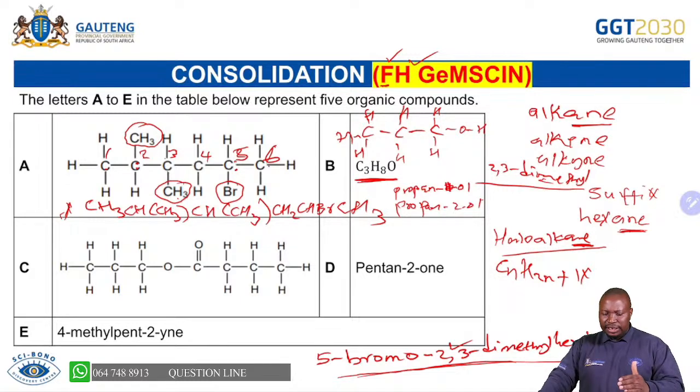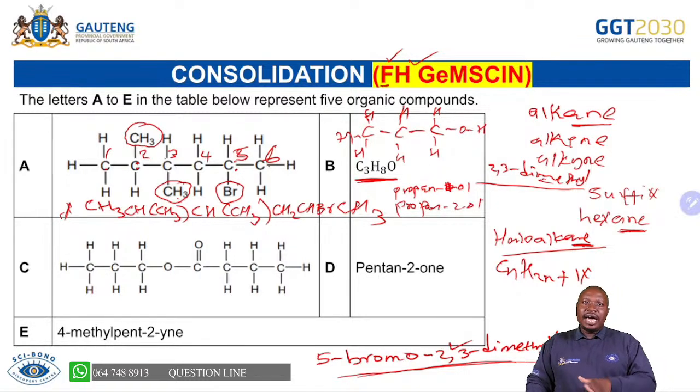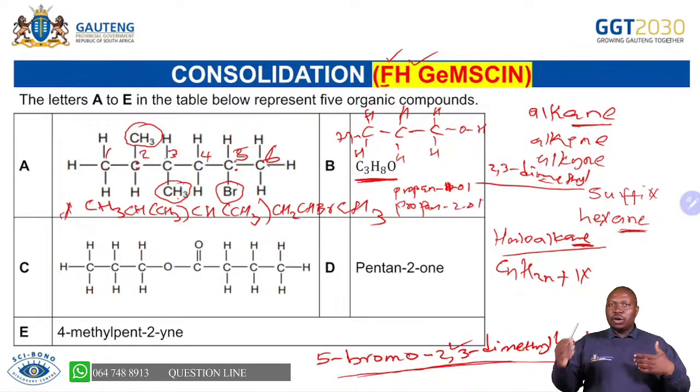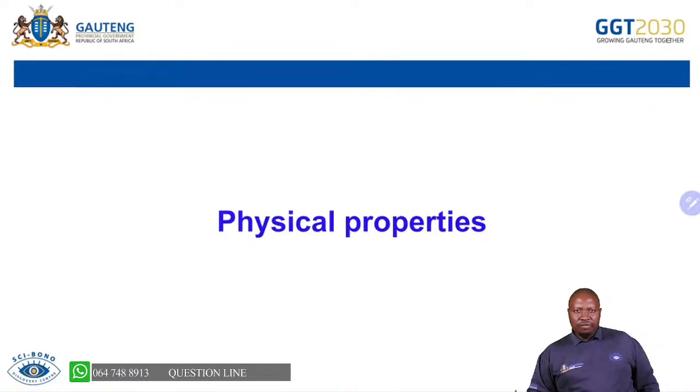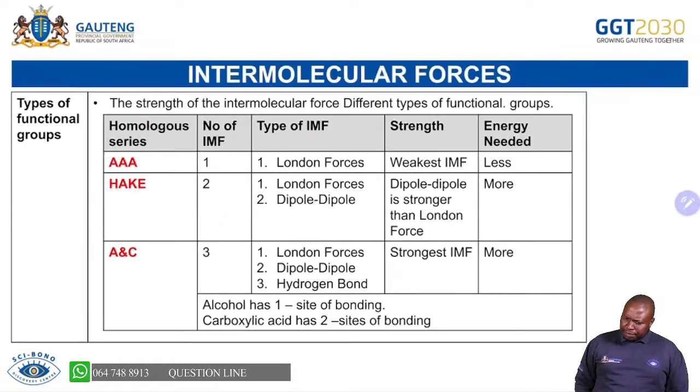When you are given the condensed formula, you must be able to put it in a structural formula. When you are given a molecular formula, draw the structural formula, because the question can come anyhow. You may be given this formula, and you must be able to convert it to another formula. Now I'll move to physical properties.